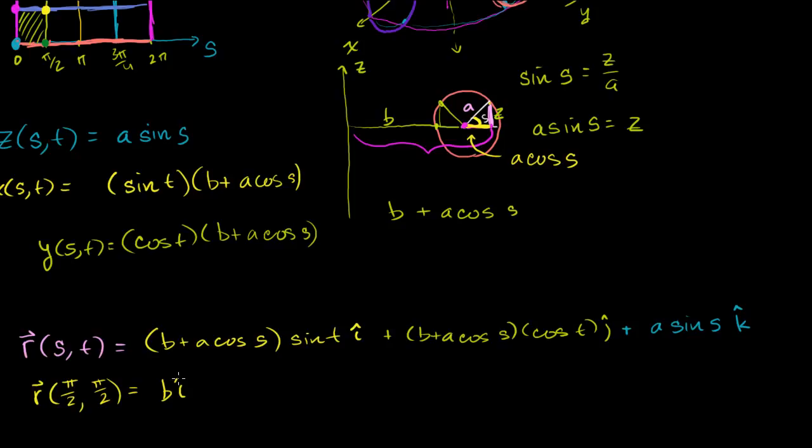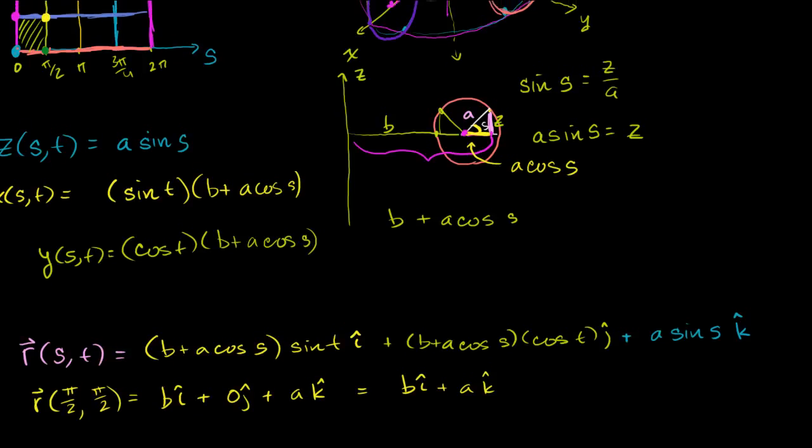So it's going to be b times i plus, once again, cosine of pi over 2 is 0. So it's going to be 0j. And then finally, you have an s, there's no t here. Sine of pi over 2 is 1. So plus a times k. So there's actually no j direction. So this is going to be equal to b times i plus a times k.